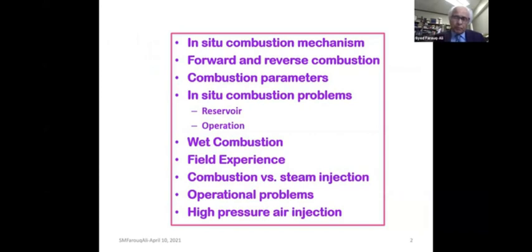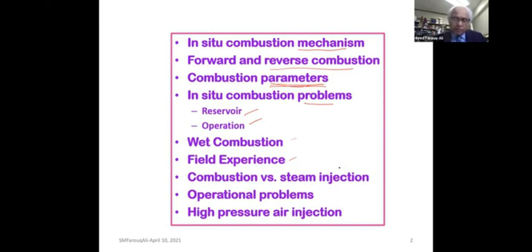So we'll talk, I don't want to read all this, but in general, we'll talk about the in situ combustion mechanism, the different types of combustion, forward, reverse, combustion parameters. This is a big subject and we'll only touch upon it. Then in situ combustion problems, what are the actual problems in the reservoir as well as in the operation? We'll say a few words about wet combustion and then field experience.